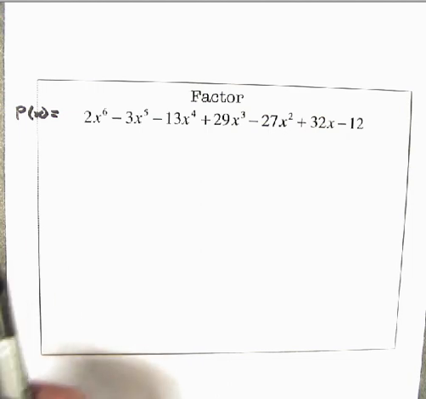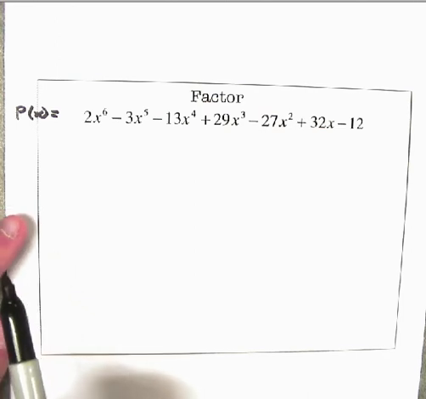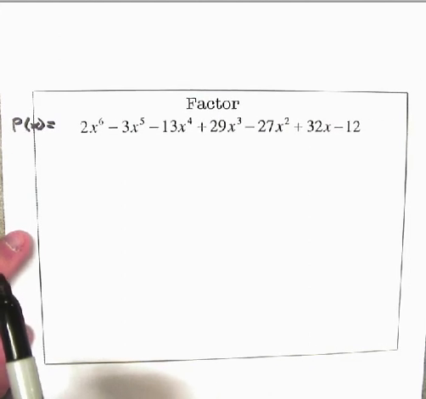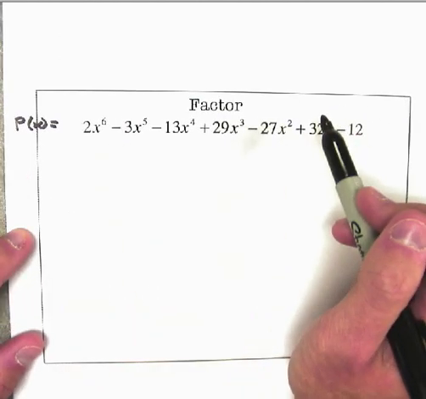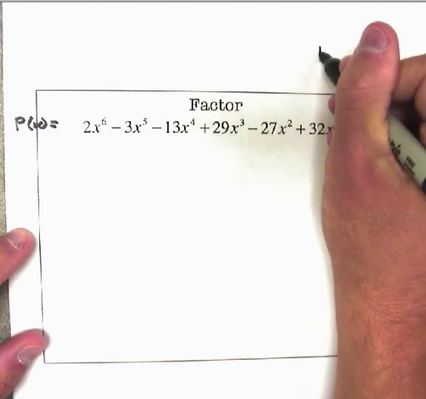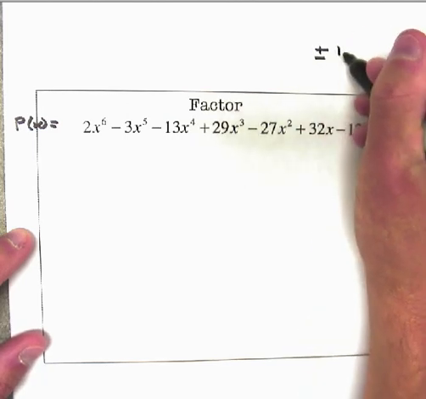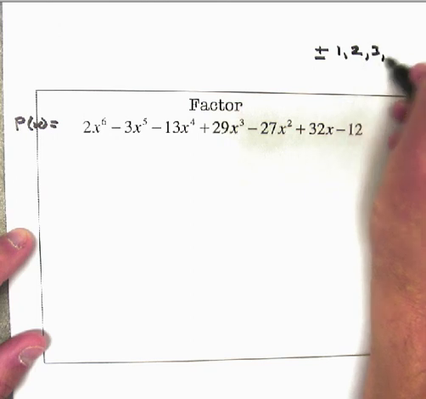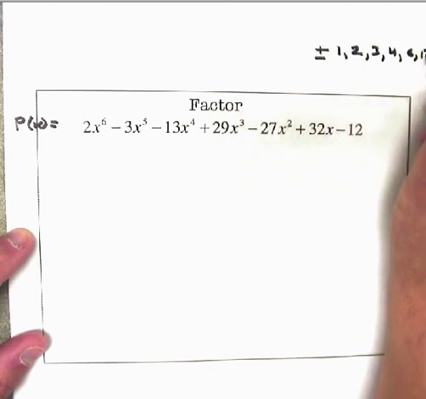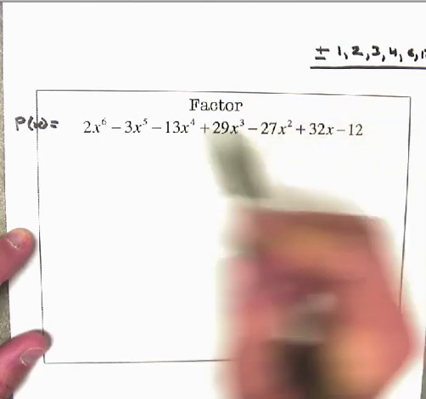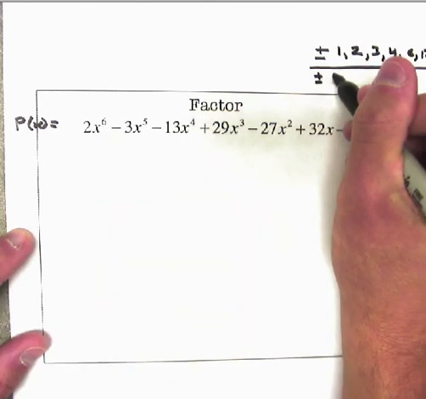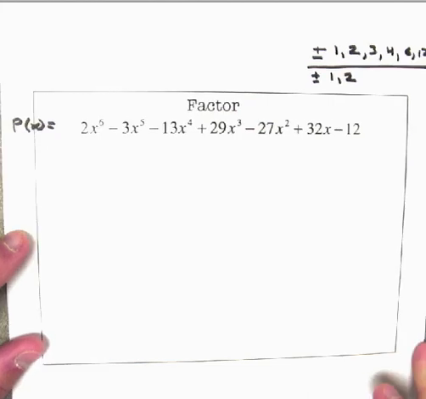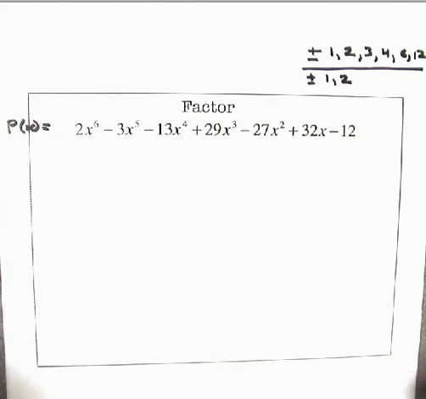Okay, so I'm going to try long division, and in this case it's going to be synthetic division, but I need to know what numbers are possible to test. I need a list. So what are my choices here that are possible rational zeros? The factors of 12, which are plus or minus 1, 2, 3, 4, 6, and 12, divided by the factors of 2, which are plus or minus 1 and 2. So that's a substantial list, but it's not impossible to go through and test those numbers.